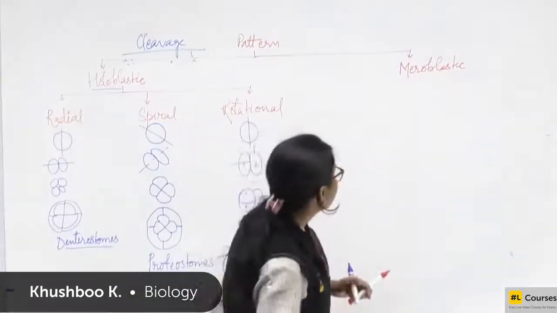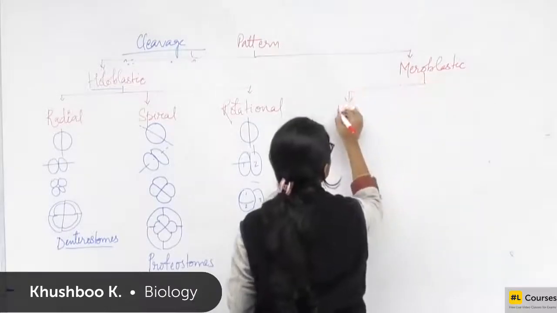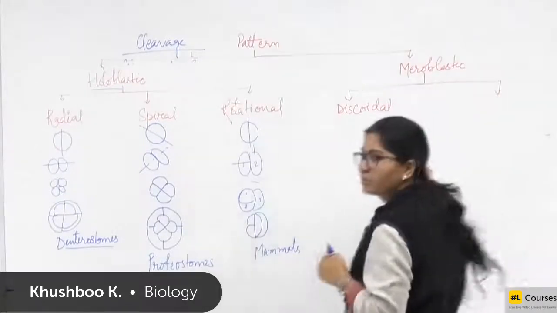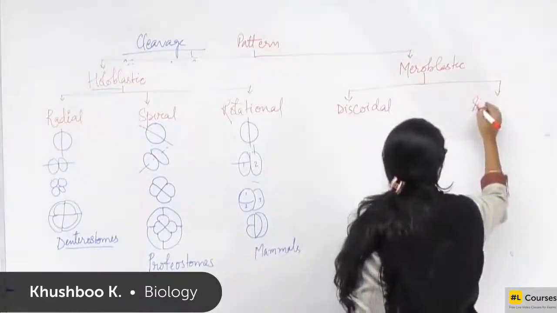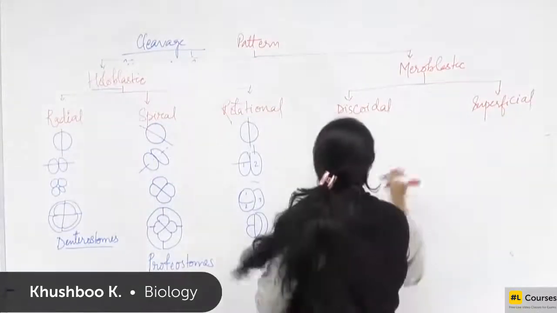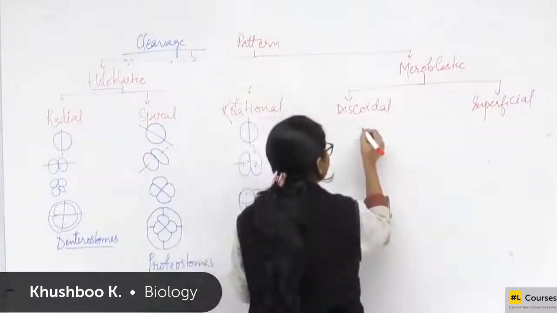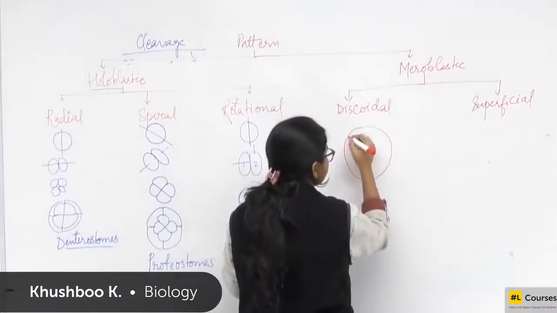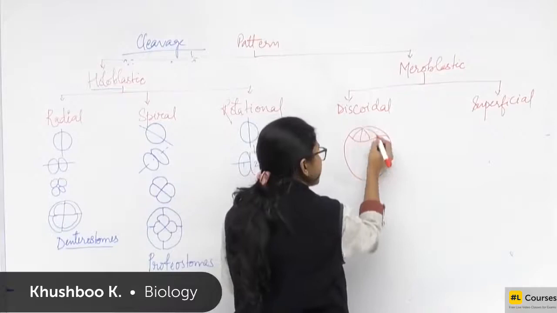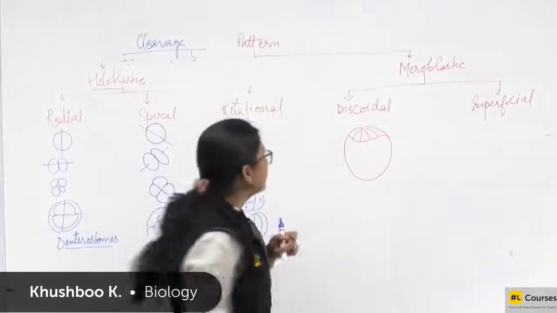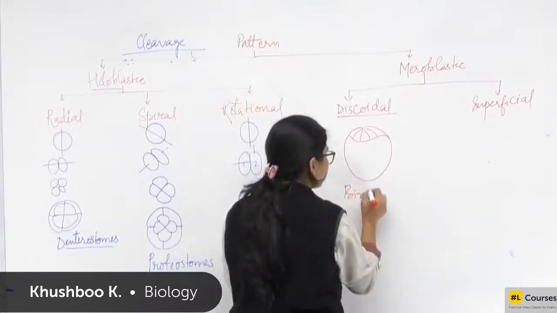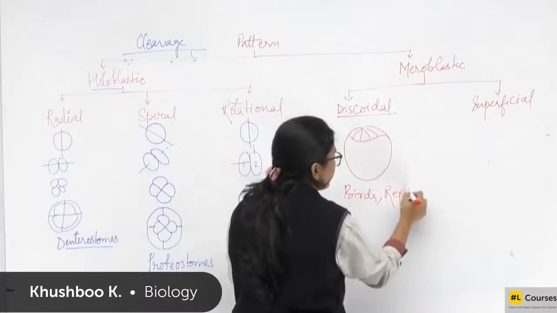Now in the case of meroblastic, again we have 2 types: discoidal and superficial. Since I said it is found in macrolecithal eggs, in that what will happen? See, if this is the egg, this is the yolk part, the major part is yolk, and you have very small cytoplasm. So cell division is restricted to this part only. This kind of division will be called discoidal, and this is generally found in birds and reptiles, which have macrolecithal eggs.